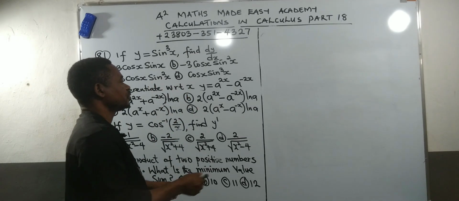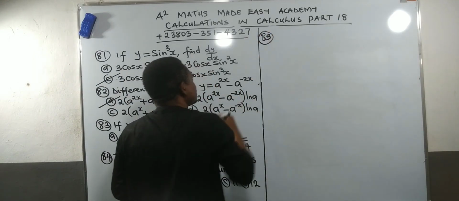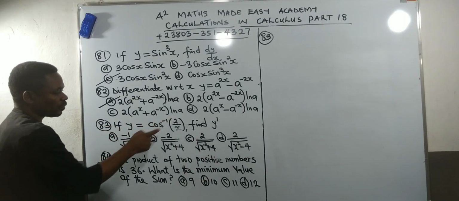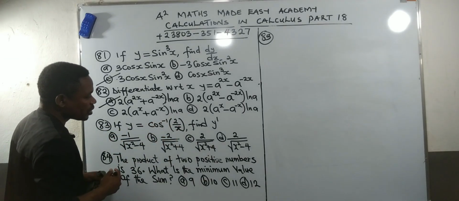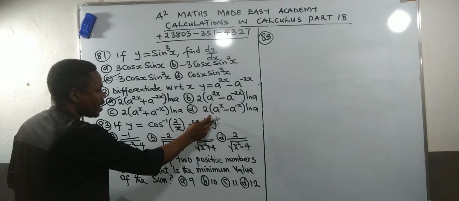Now let us move. Oh my goodness. Question number 83. Now what does the question say? Watch. That if y is cos inverse of 2 over x, cos inverse of 2 over x, the question says find y prime.